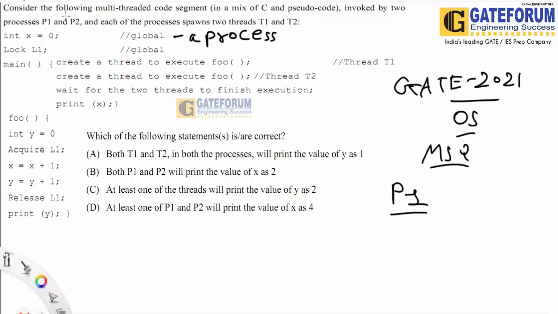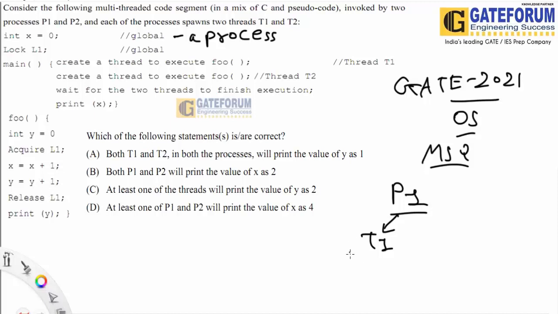It will make the value of x equal to 0, a lock L1, and create one thread T1. Then it executes foo. Here y equals 0, and it acquires L1. Acquiring L1 means a lock has been acquired, so any other thread cannot execute at the same time. It increments the value of x by 1 and the value of y by 1.